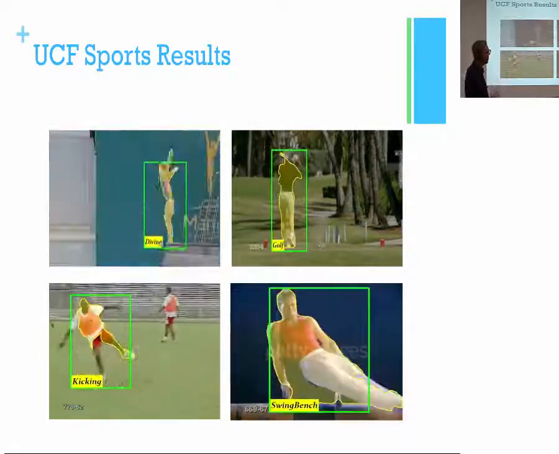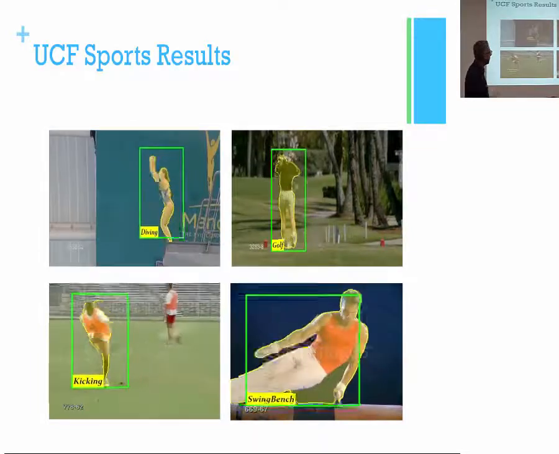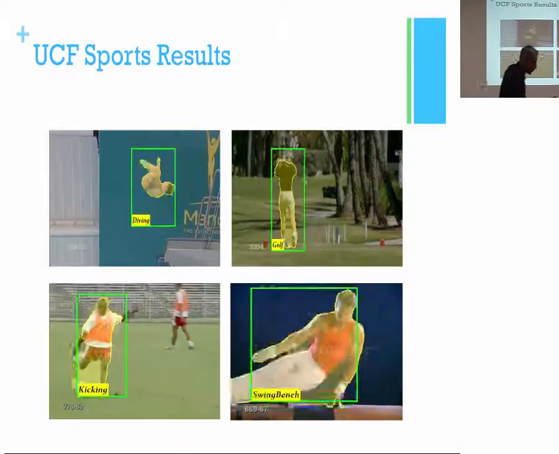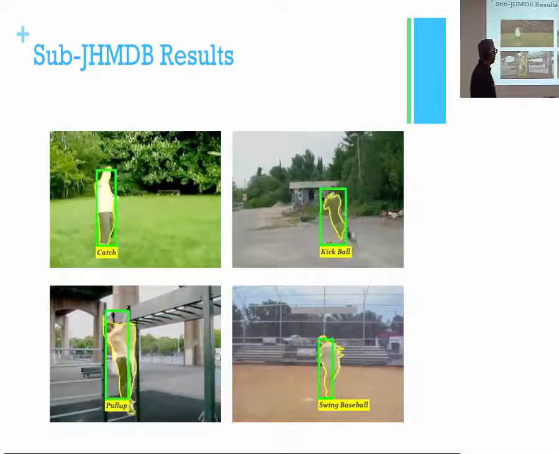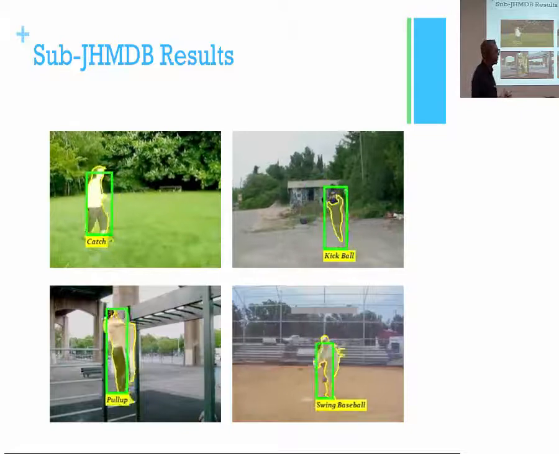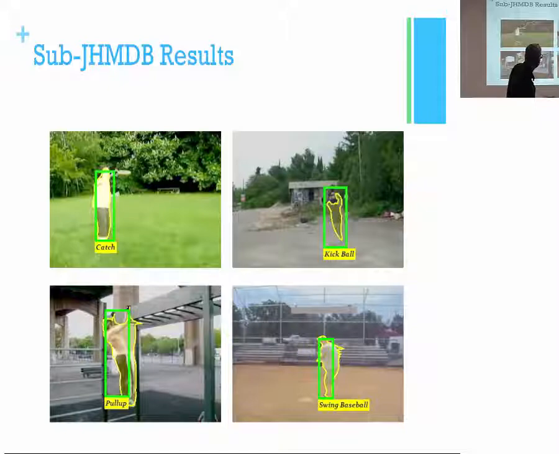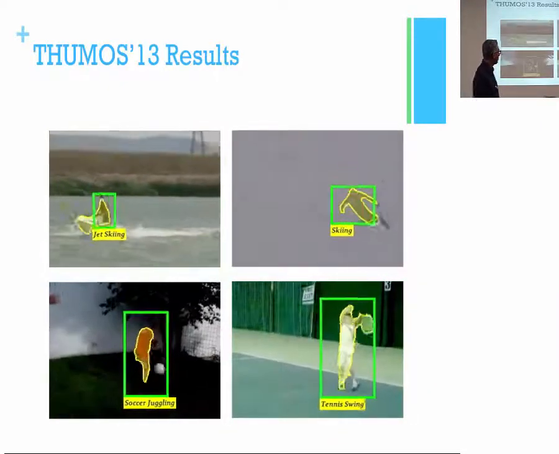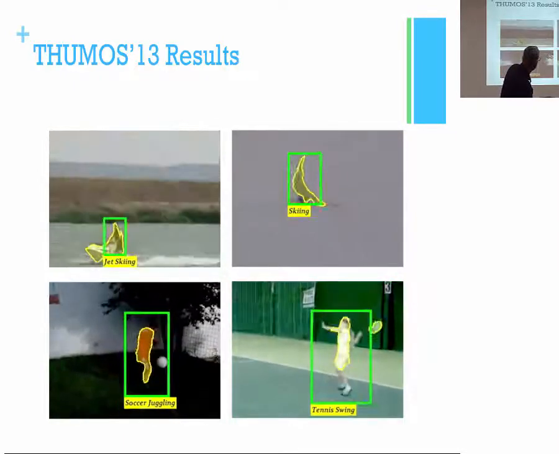And you can see that we can get a much finer segment of the action. The label is the predicted label of that particular action. We have some more results for Sub-JHMDB. So each dataset has a different type of action. They could be from sports or general activities and so on. And finally on Thumos 13. All right.